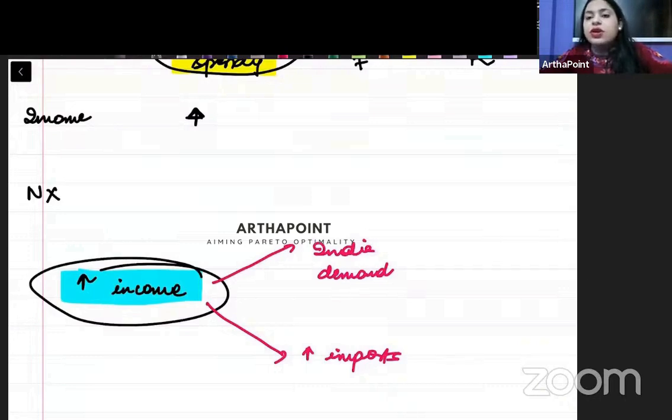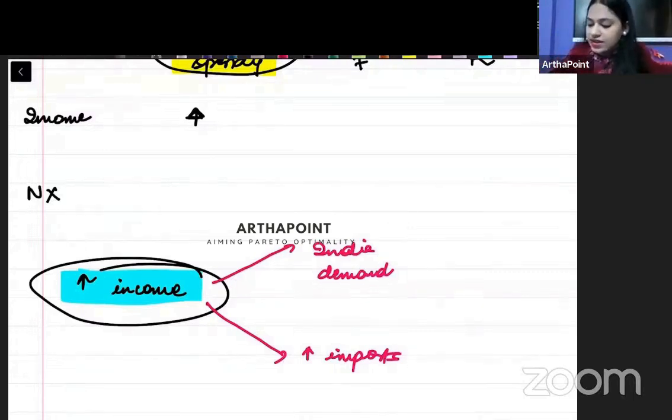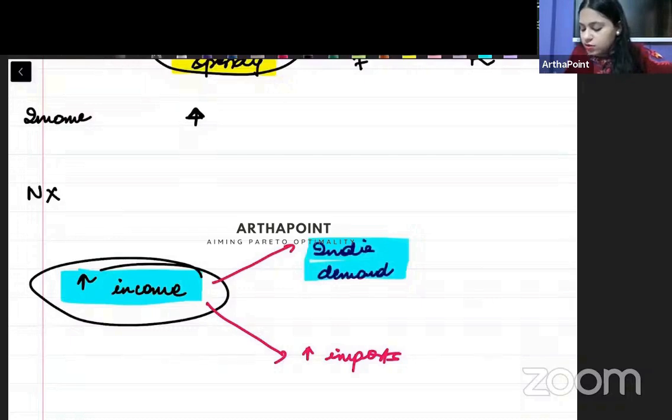So whenever your income increases, for example if my income increases, what will I do? Either I can spend my money domestically. I bought something from here, bought clothes, chocolates, et cetera. Or I can import something. Maybe I really like a perfume that comes from outside India, so I will just order that perfume. So I can increase my demand within India and also for imports.